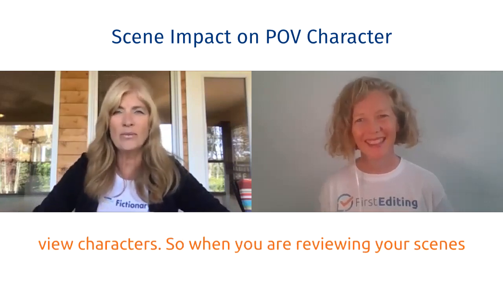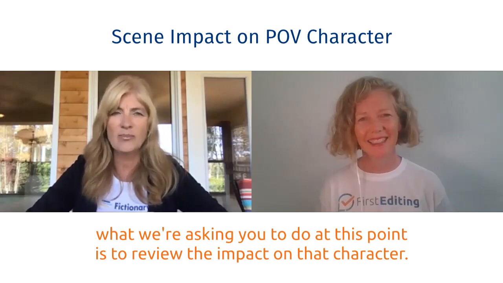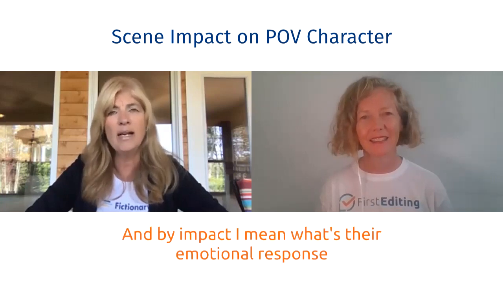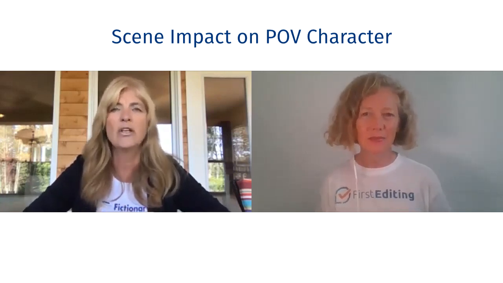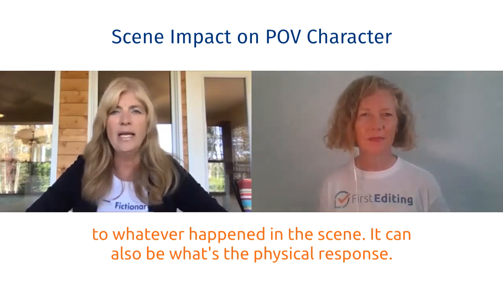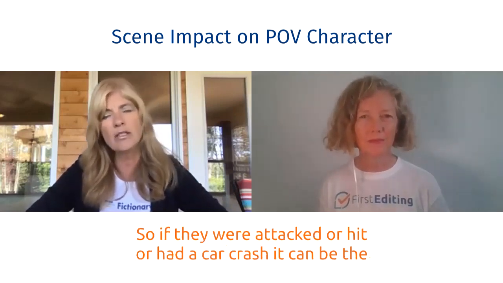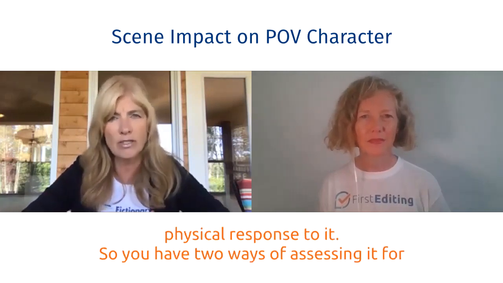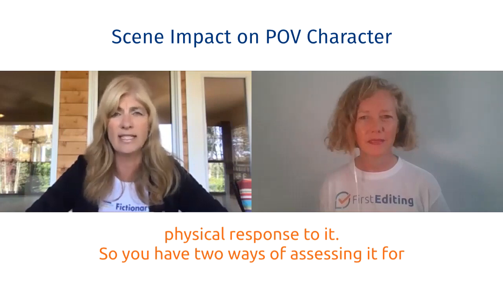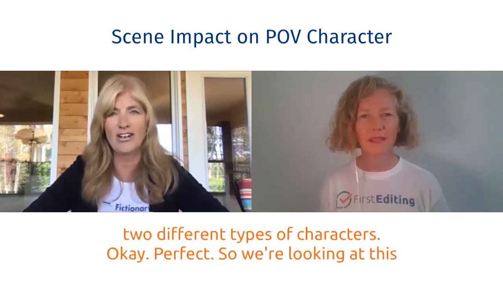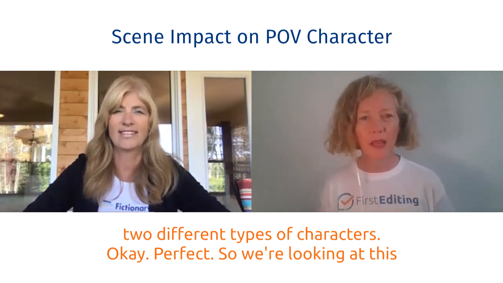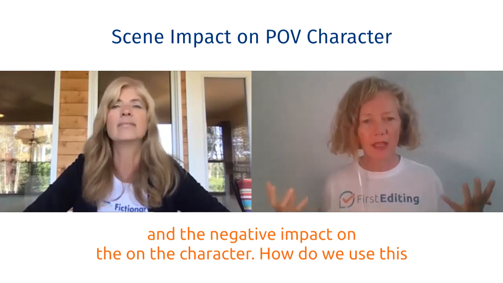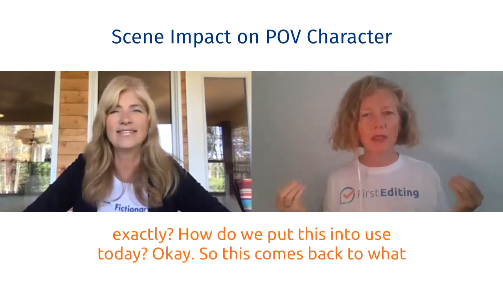So when you're reviewing your scenes, what we're asking you to do at this point is to review the impact on that character. And by impact, I mean, what's their emotional response to whatever happened in the scene? It can also be the physical response. So if they were attacked or hit or had a car crash, it can be the physical response to it. So you have two ways of assessing it for two different types of characters. Okay, perfect. So if you're checking for the positive and the negative impact on the character, how do we put this into use today?